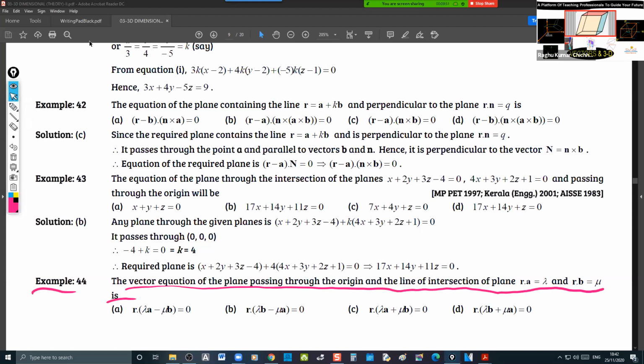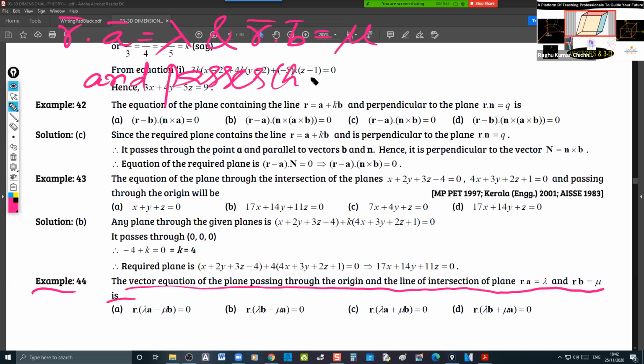So what are the planes given there? R bar dot A bar is equal to lambda. And the second plane is R bar dot B bar is equal to mu. And it passes through 0, 0, 0. Let us see that. We have seen this yesterday itself, the set of planes concept.